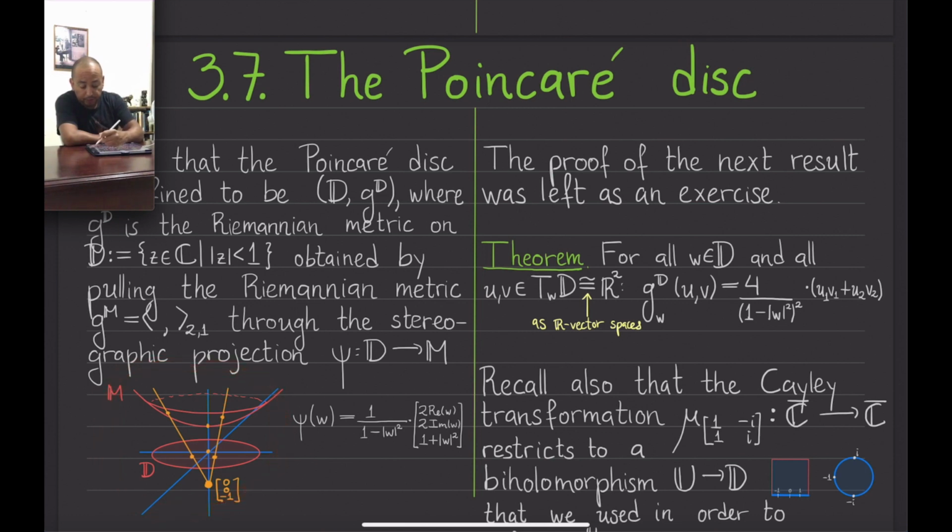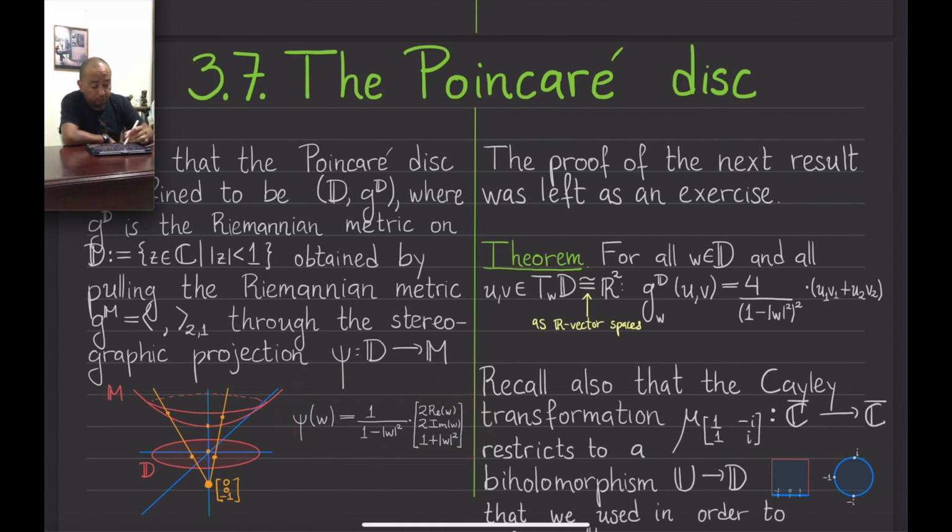So recall that we defined this diffeomorphism between the open unit disk and the upper sheet of the hyperboloid. And through this diffeomorphism, we pulled back the Minkowski form, which on M is a Riemannian metric. And we obtained a Riemannian metric for D, right? So the explicit formula for this diffeomorphism you can see here.